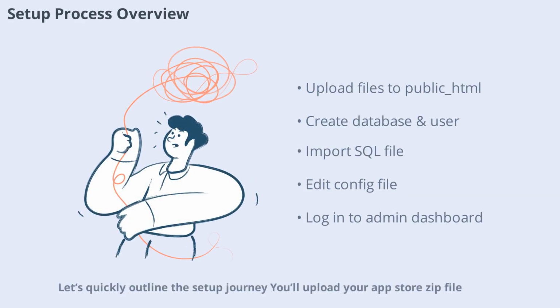Let's quickly outline the setup journey. You'll upload your App Store zip file to the public HTML folder using File Manager. Then you'll create a database and user, granting all privileges. After that, you'll import the SQL file with PHPMyAdmin, extract your files, and edit your config file with database and email details. Finally, you'll visit your domain to confirm everything works and log into your admin dashboard. Each step is designed to be straightforward, so even if you're new to web hosting, you'll find it manageable.